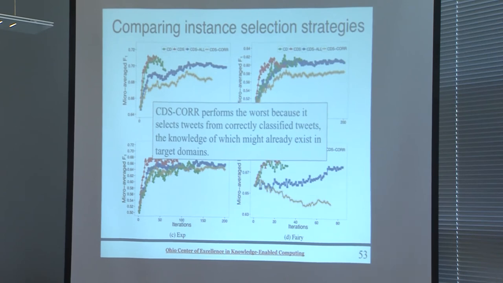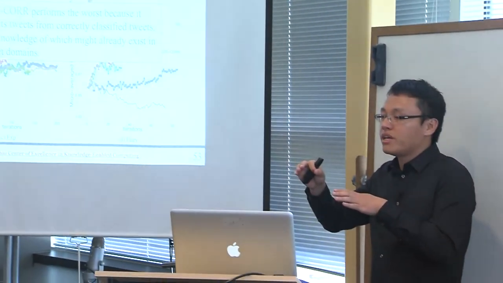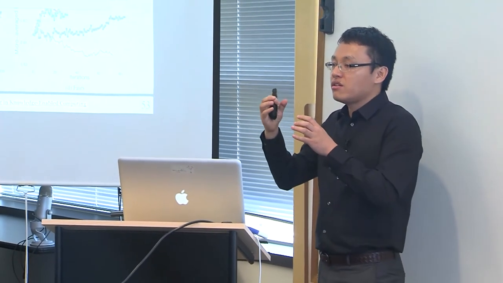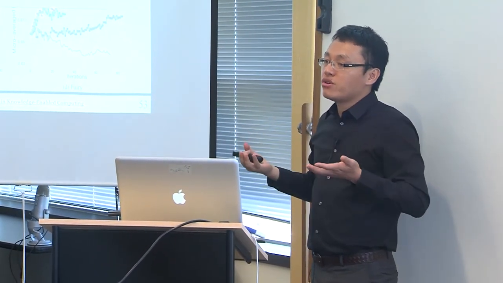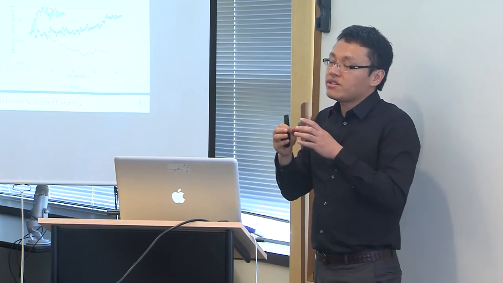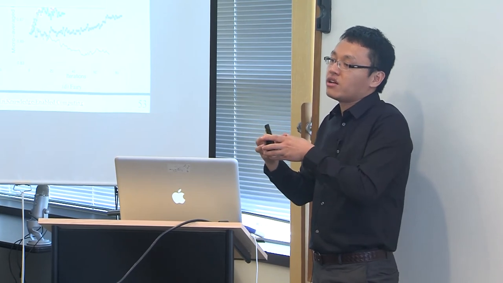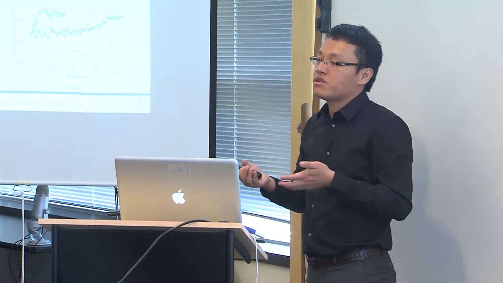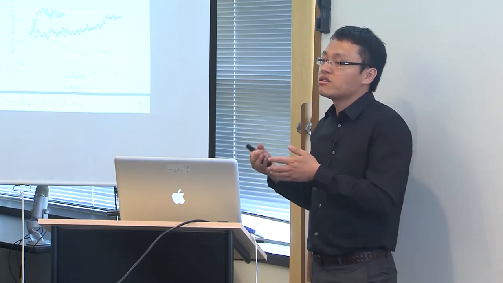So I experimented with the influence of parameters. One would be the threshold: when will it stop? A different one would be, because each time I need to select some informative tweets from the source domain, how many tweets should I select? I set that proportional to the size of the target domain training data. I tried 5%, 10%, and kept increasing until 50%. How does that change the result?